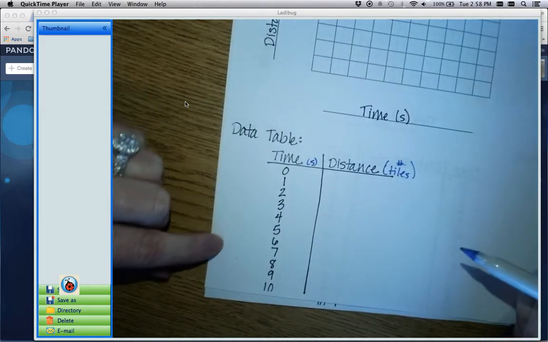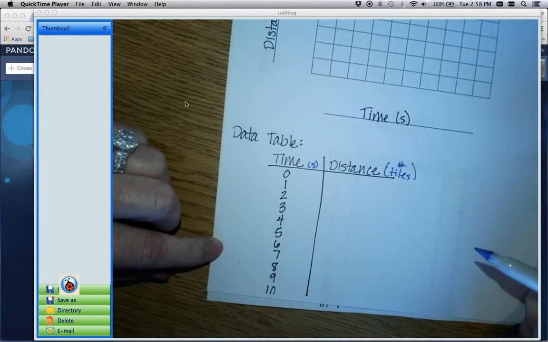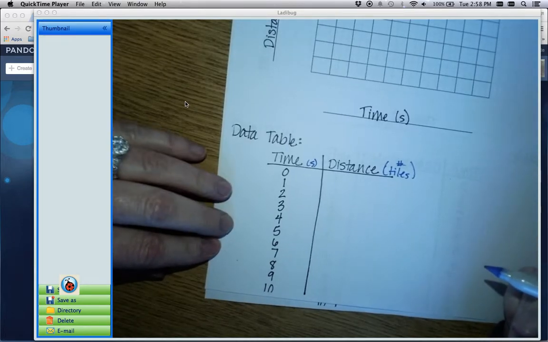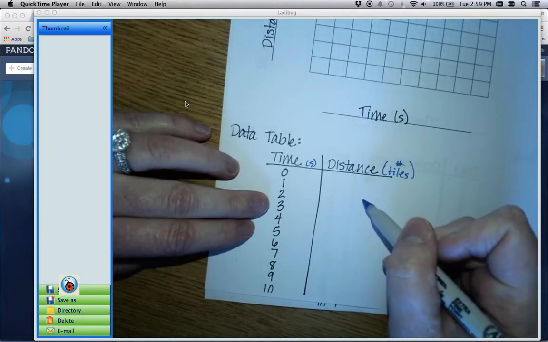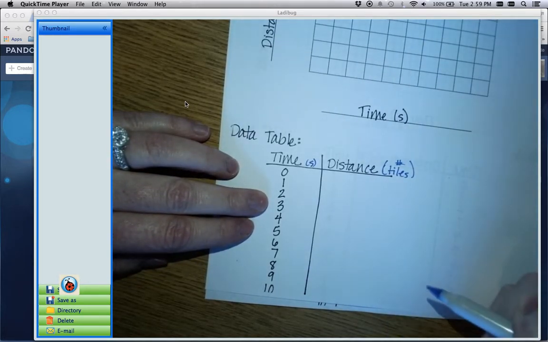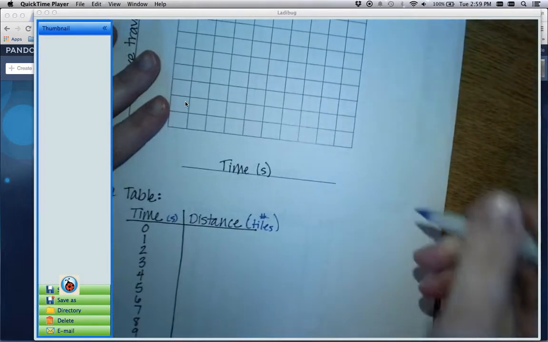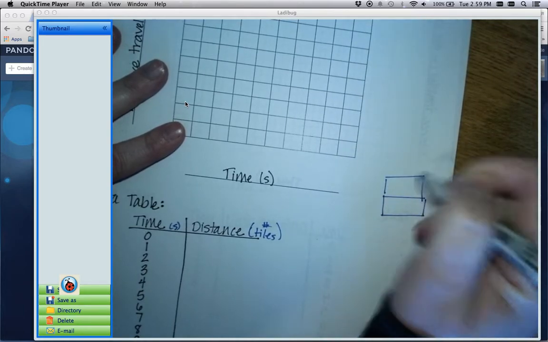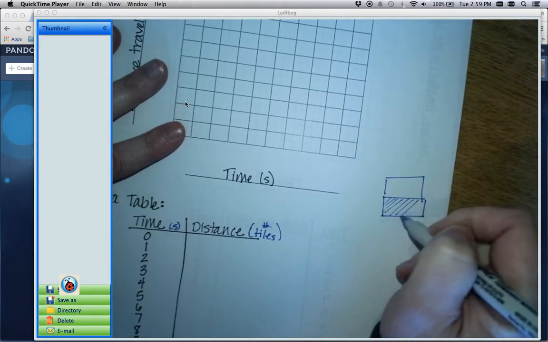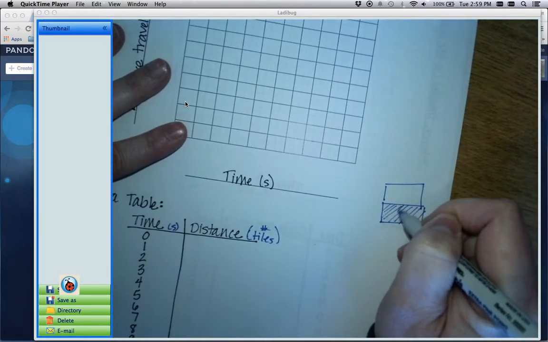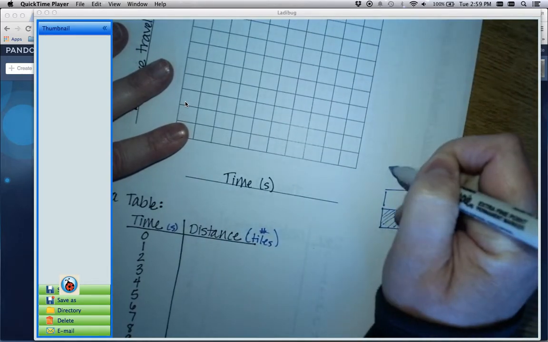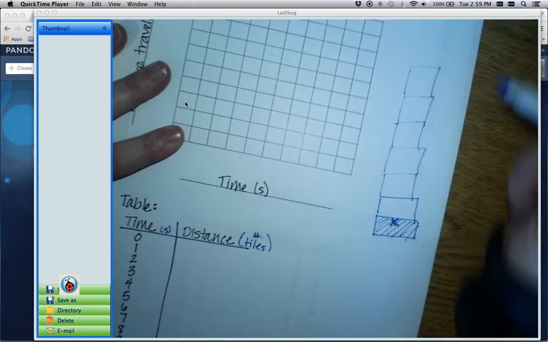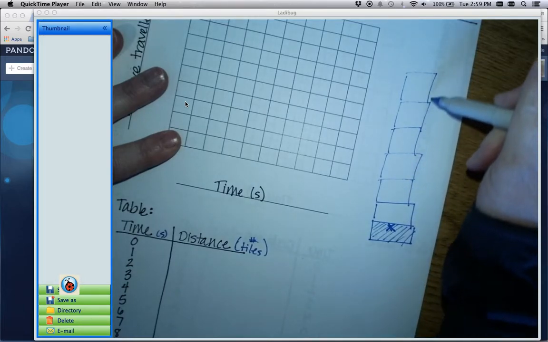It is up to you to decide how you're going to do this. You could have someone stop you every so often and count how many tiles you've traveled from the start. If this is the hallway and you have the tiles here, let's pretend that these are the blue ones. You would start with your feet on the line, and as you go, you would count the number of tiles that you traveled in a certain amount of time.